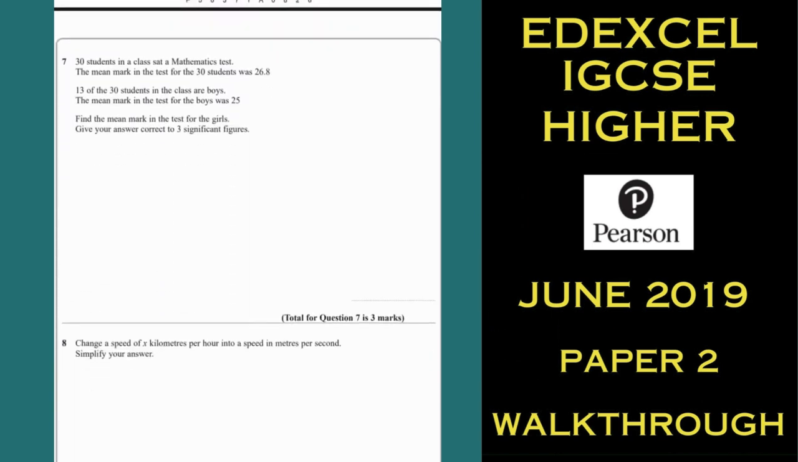Number 7, these come up very regular, averages/mean questions where they actually give you the mean. So the key to it all is work out totals. So this second line, they tell you that the 30 students have a mean of 26.8. Get them multiplied. So their total is 804. 13 students are boys. They have a mean of 25. So for the boys, 13 times 25, 325, which means we can move on.